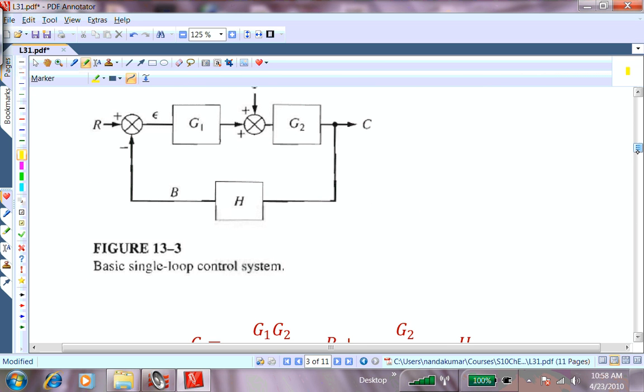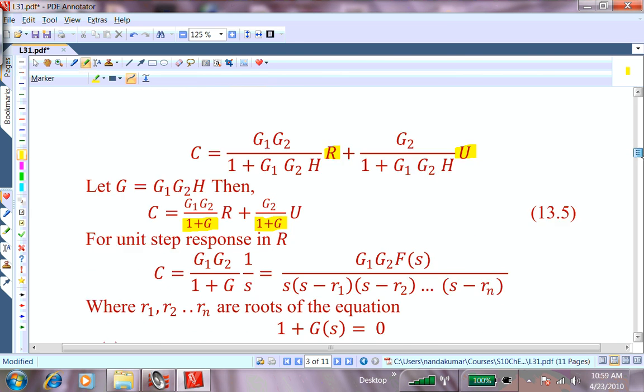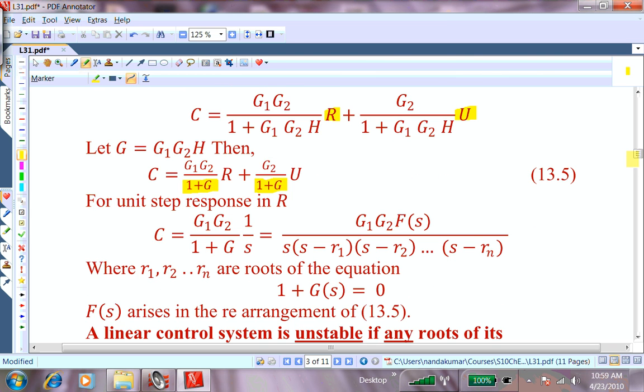So I'm just talking about the same thing when you have both the step input and the disturbance, still the dynamics and the stability are governed by the same 1 plus G equal to 0. Okay? And you can always write this after simplifying as, for a step change, in this case I'm putting a step change in either one of them, so I get a 1 over S plus this factor. So the denominator can always be factored as S minus R1, S minus R2, S minus Rn. Depending on the degree of the polynomial, you'll have that many roots.